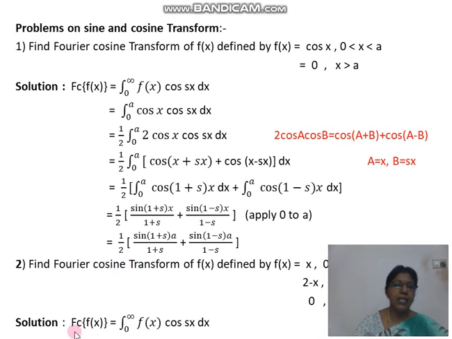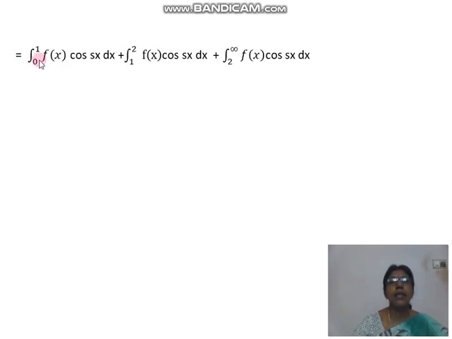Now by the definition, the Fourier cosine transform of f(x) is equal to the integral from 0 to infinity of f(x) cos sx dx. We divide this into separate integrals. Then it can be written as the integral from 0 to 1 of f(x) cos sx dx, plus 1 to 2 of f(x) cos sx dx, plus 2 to infinity of f(x) cos sx dx. But in the first interval, for 0 less than x less than 1, the function is x.